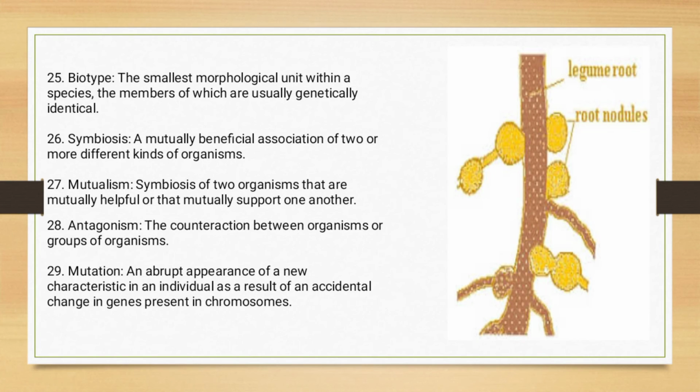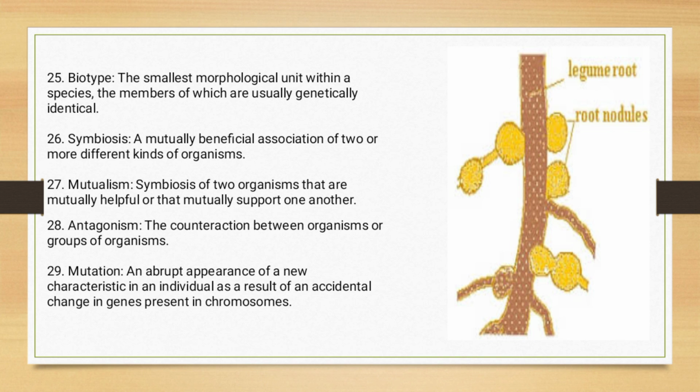Next concept, that is biotype: the smallest morphological unit within a species, the members of which are usually genetically identical. Symbiosis: a mutually beneficial association of two or more different kinds of organisms, that is called symbiosis. Mutualism: symbiosis of two organisms that are mutually helpful or that mutually support one another. Antagonism: the counteraction between organisms or groups of organisms.